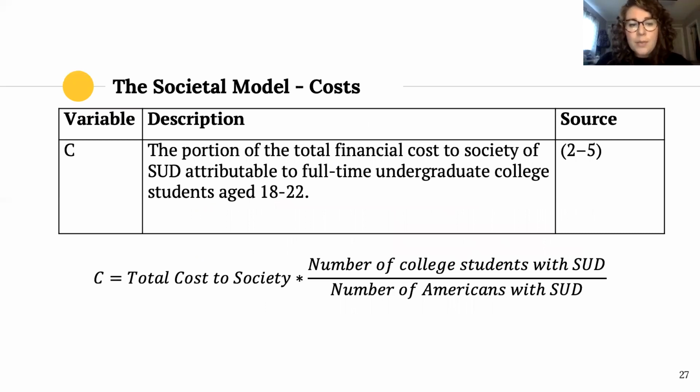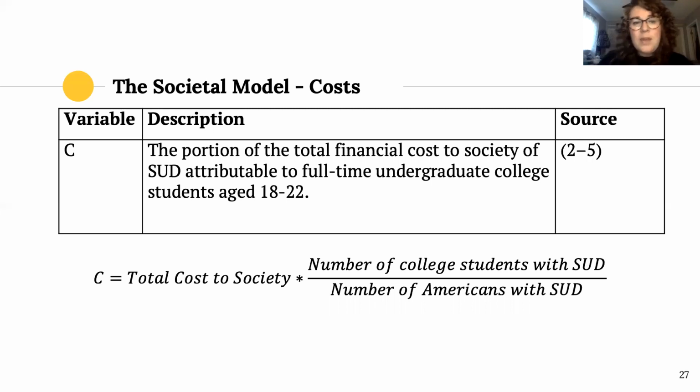So let's walk through the cost side. Again, that's our numerator, right? And we're writing in the societal model. So again, that's the nation's perspective, essentially.